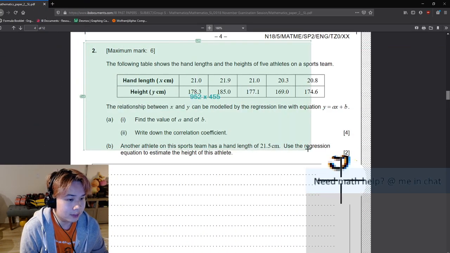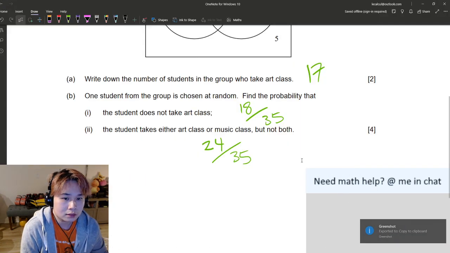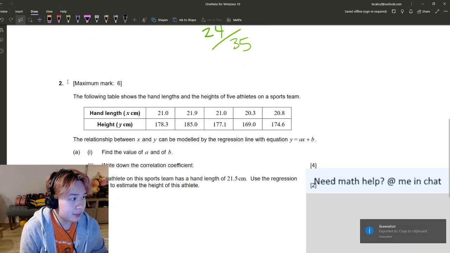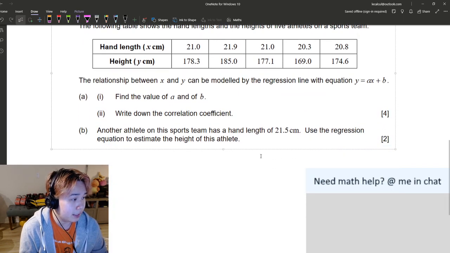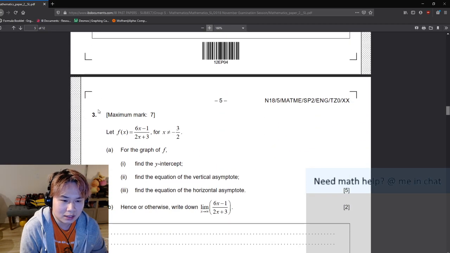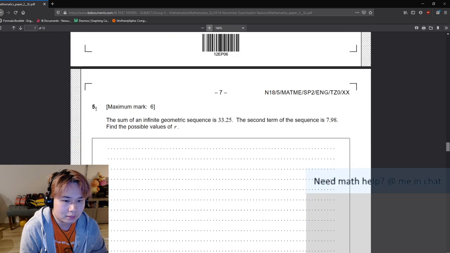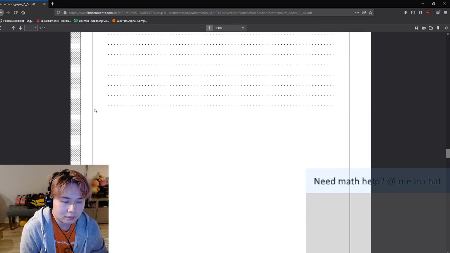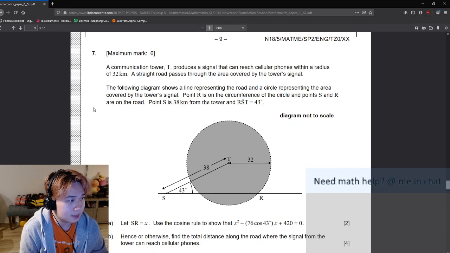I can see why this one's definitely in a calculator section. I feel like every paper 2 has a linear regression because it's the only time when you can ask one. Okay, we're gonna relate hand length to the height of a person. Hold on, did I do this paper already? Uh-oh, I think I did this paper already.